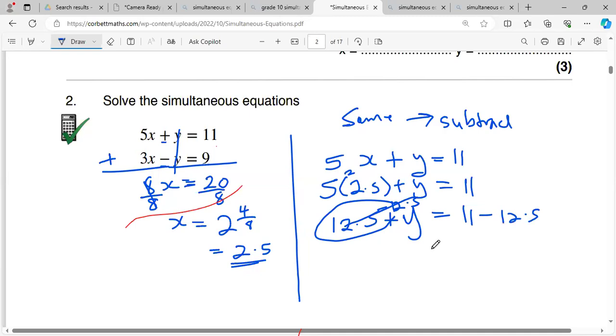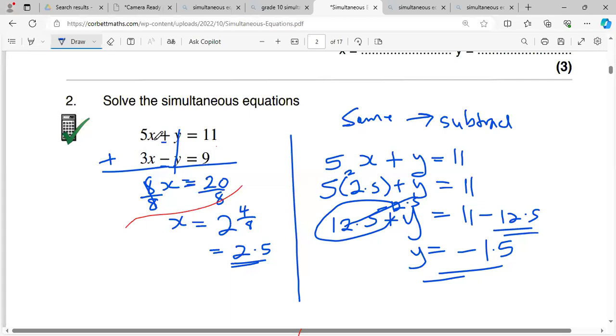And then now you do your subtraction. One sign is positive, one is negative. Now we can look, the negative number is bigger. So we know that the answer will be negative, and the difference is 1.5. So therefore, y is equal to negative 1.5, while x is 2.5.